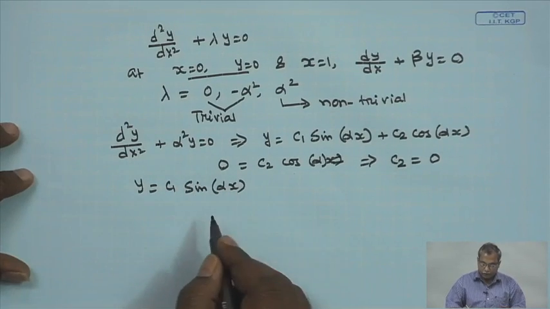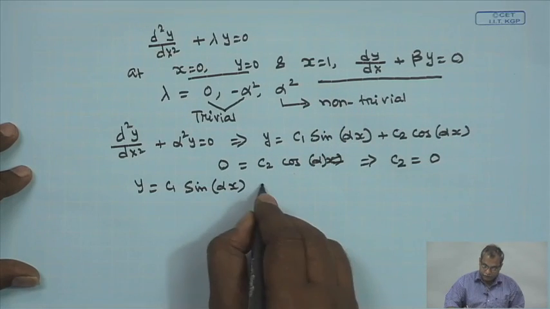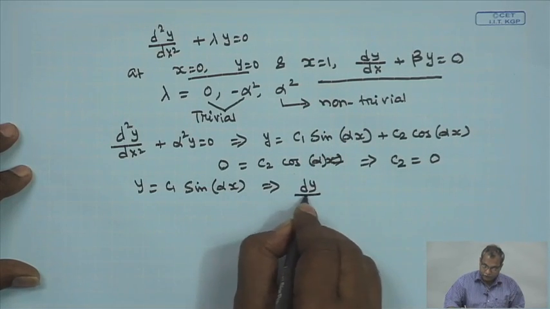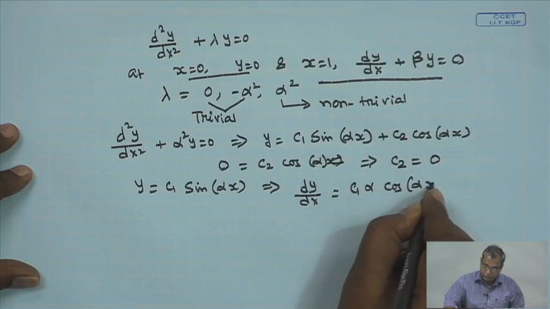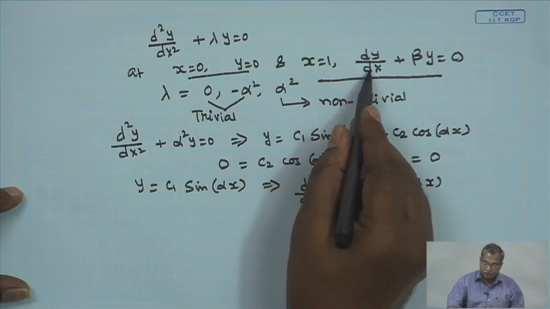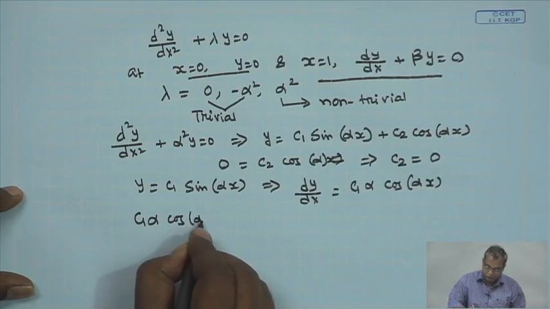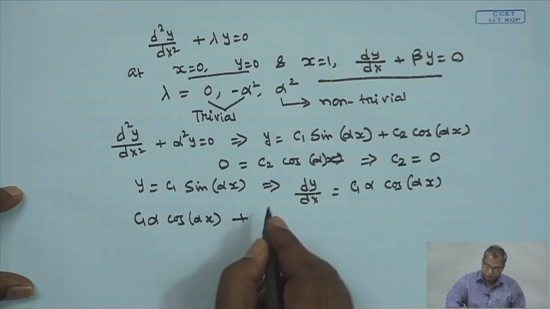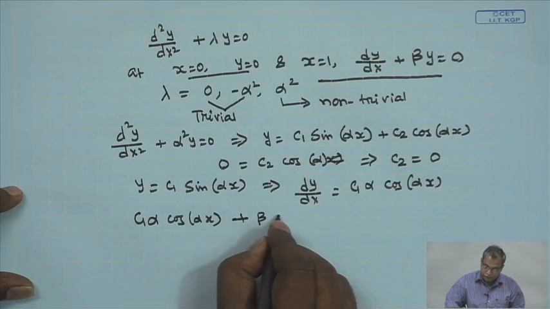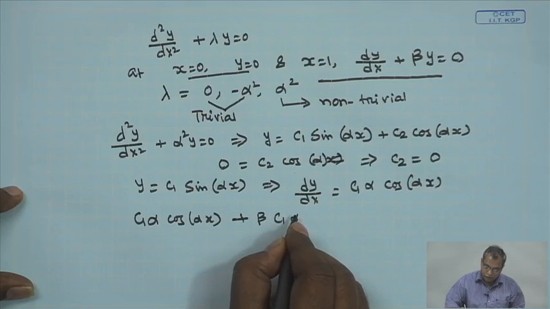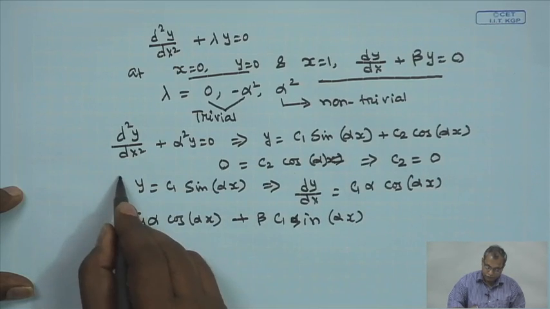Now, let us put the other boundary condition at x is equal to 1, dy dx plus beta y equal to 0. So, what is dy dx? Dy dx will be nothing but C1 alpha cosine alpha x. So, dy dx plus beta y will be C1 alpha cosine alpha x plus beta times C1 sin alpha x, where this is the solution of y.